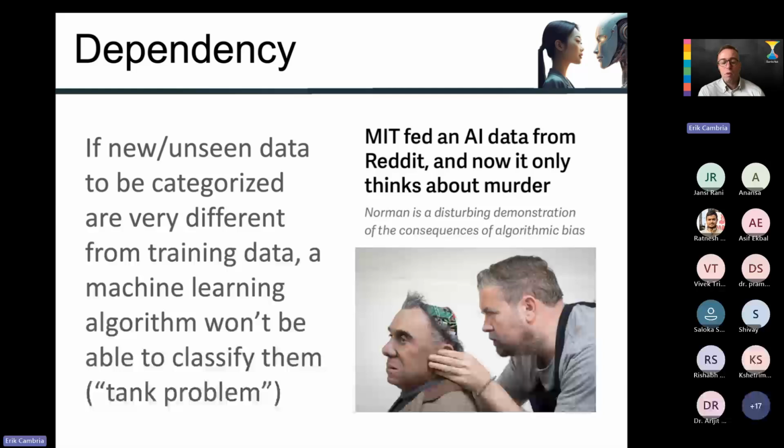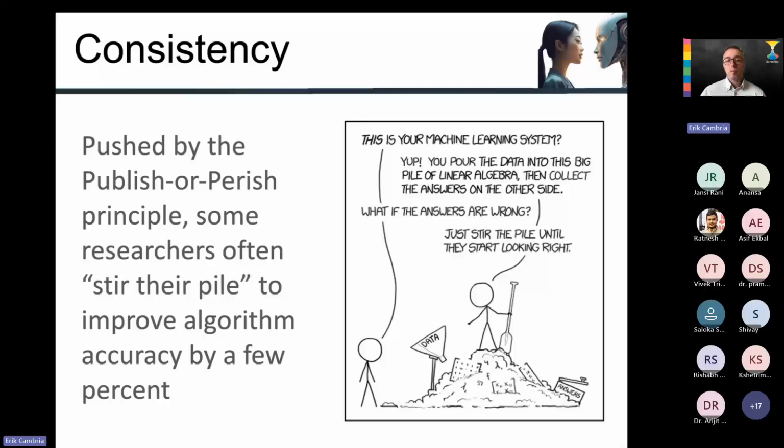And this is also called the tank problem, because originally this was used in computer vision to find tanks in different images, and if the background was changing, then you wouldn't recognize the same tank with different backgrounds. So again, we'll talk about this later when we talk about data, but having balanced, unbiased and comprehensive data is very important if you want to have a good model.